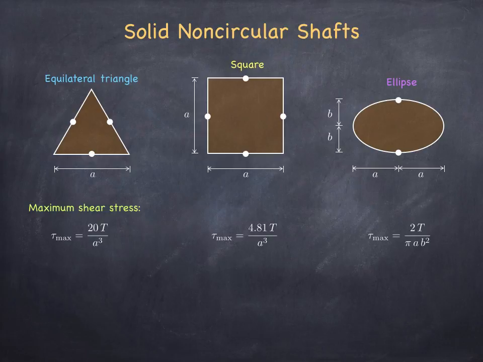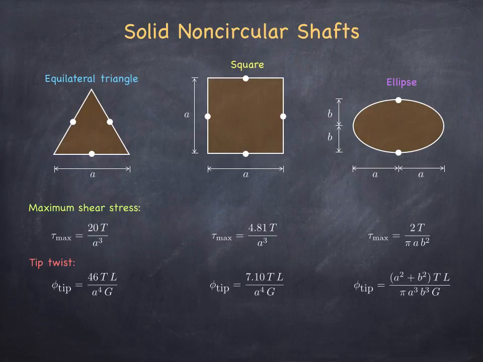And the other solutions have different coefficients determining this tau max. Also, in a cantilever situation, if you apply the tip torque, you can compute the tip twist for all of these cross sections. For example, the tip twist for the triangular section will be 46 times the tip torque times the length of the shaft divided by a⁴ times the shear modulus.